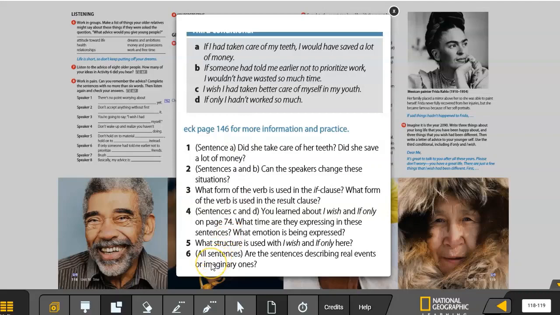And finally, number 6. Are all the sentences describing real events or imaginary ones? Remember, we're expressing something that we wish hadn't happened that way, or it could have happened that way. That's the problem with this. Okay, guys, so let's see.